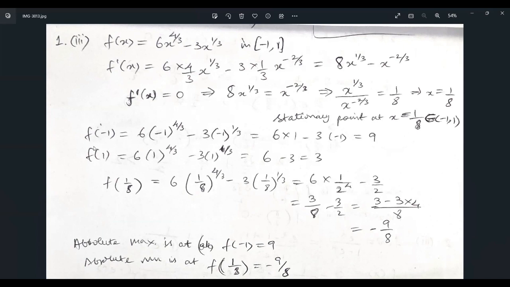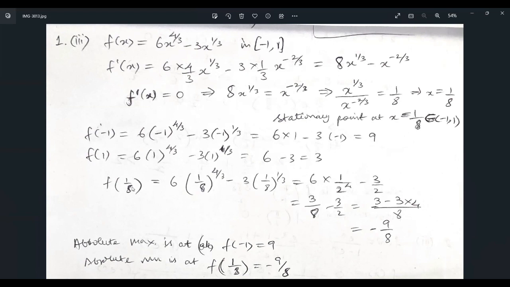Now we evaluate the function at the right end of the interval, so f of 1. So f of 1 is equal to 6 into 1 to the power of 4 by 3 minus 3 into 1 to the power of 1 by 3. Both these values are 1. So I have 6 minus 3, which gives me 3.